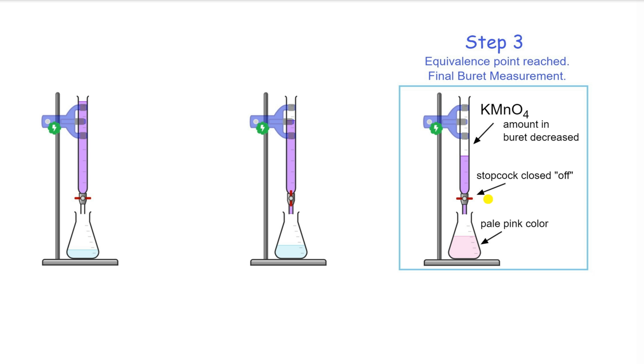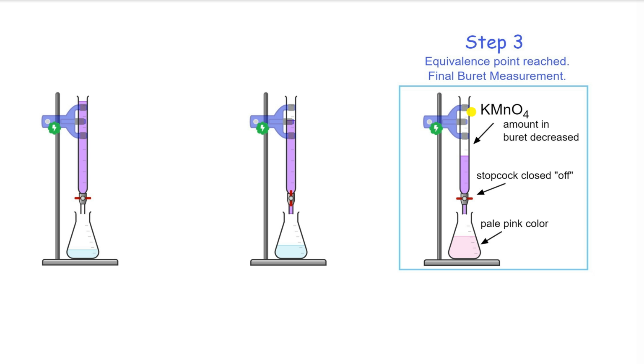And so we immediately close the stopcock and we measure the volume of potassium permanganate in the burette, and we calculate how much potassium permanganate was needed to reach this equivalence point. So notice from start to finish that the potassium permanganate volume inside of the burette goes down throughout the titration, and that's because we are dispensing it here in the bottom. And so this is the key part.